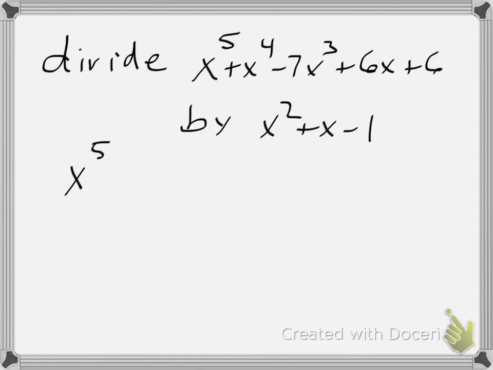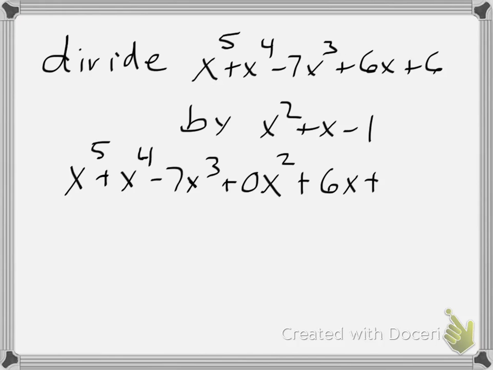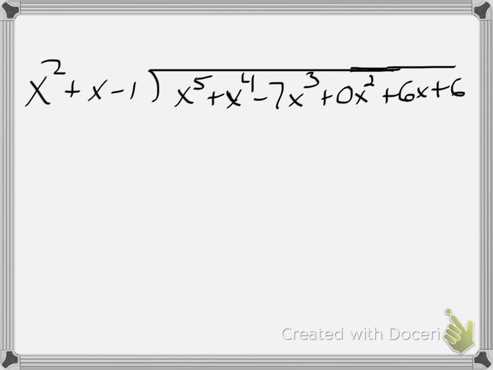expression x to the fifth plus x to the fourth minus 7x to the third plus 0x squared plus 6x plus 6. So I have it set up.